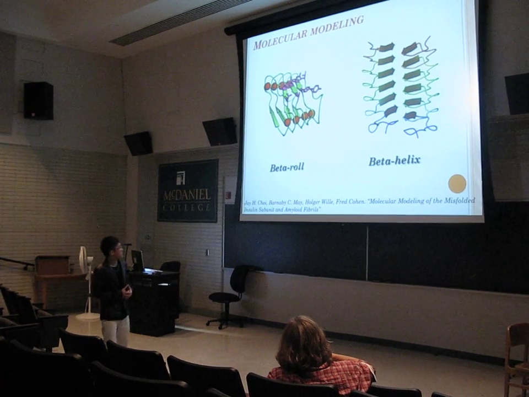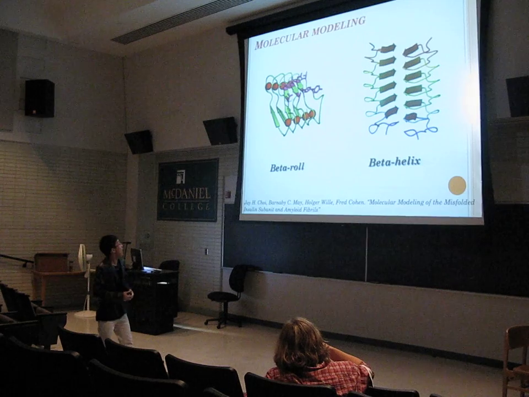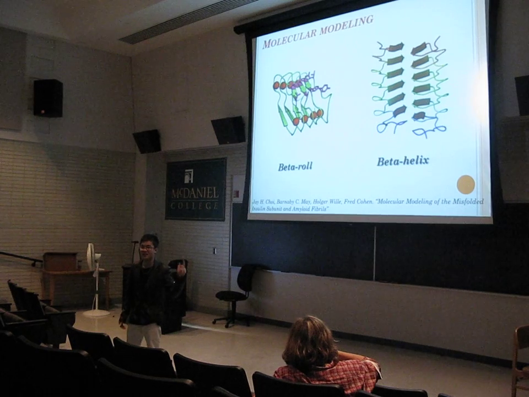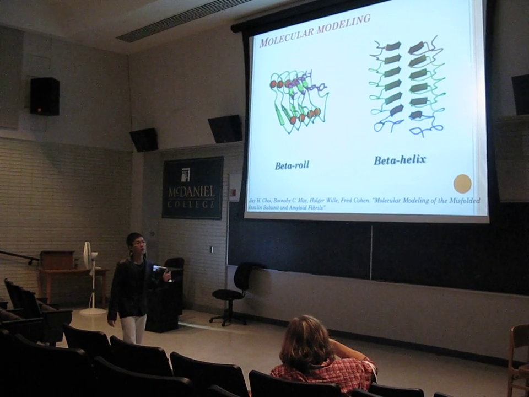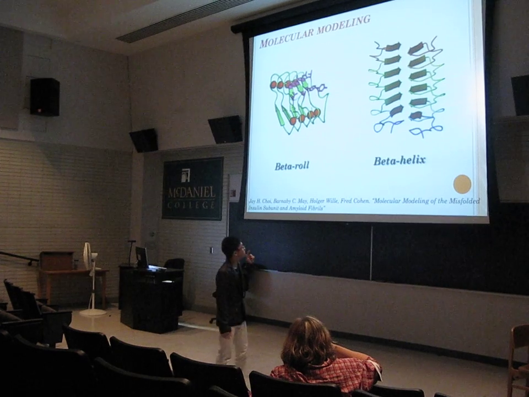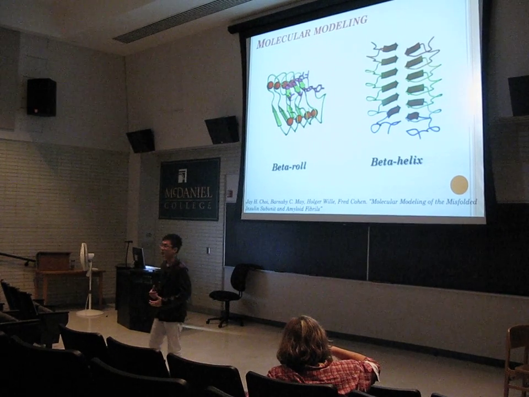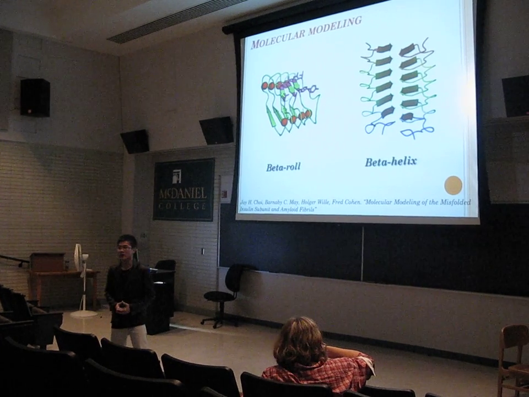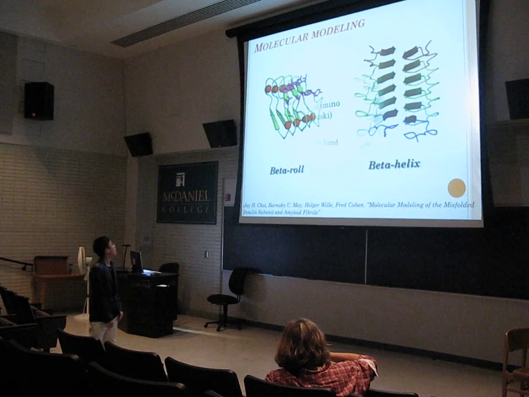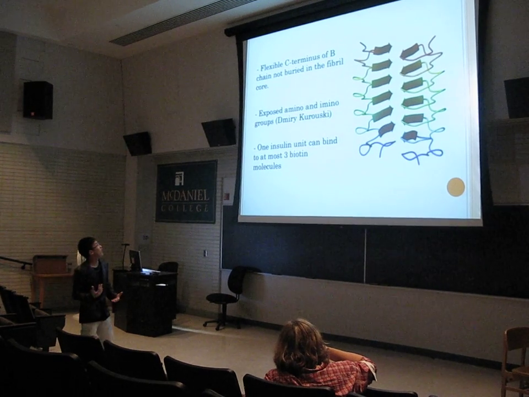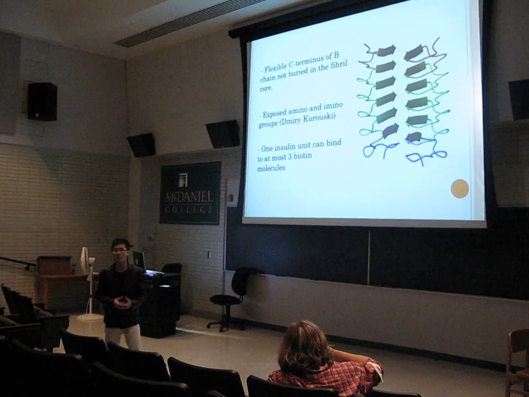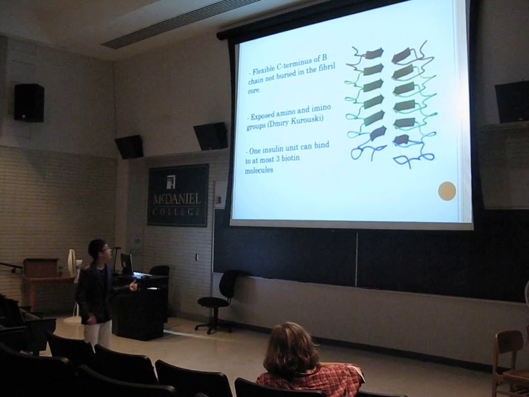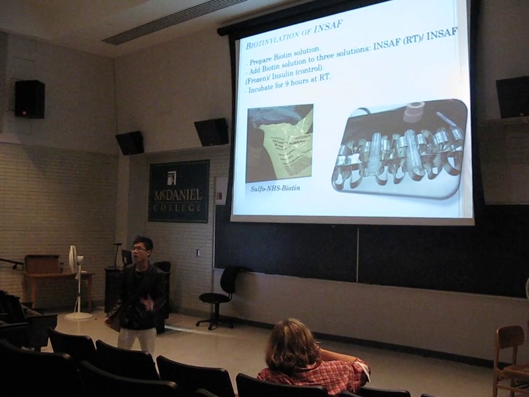According to Jake Joy and his co-workers' research, the insulin amyloid fibril may obtain either the beta roll or beta helix conformation. The special thing about this conformation is that it allows the exposure of the amino group on the surface of the insulin amyloid fibril, and they will take part in the biotinylation process. The model also allows the flexible C-terminus of the B chain to be exposed on the surface. From this model, I conclude that one insulin subunit can bind to at most 3 biotin molecules.